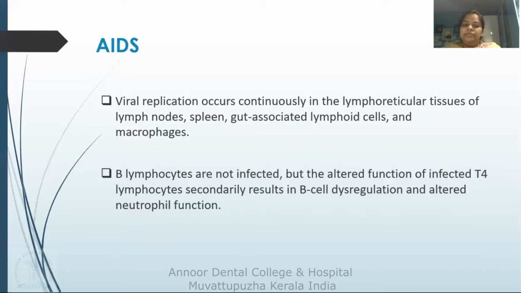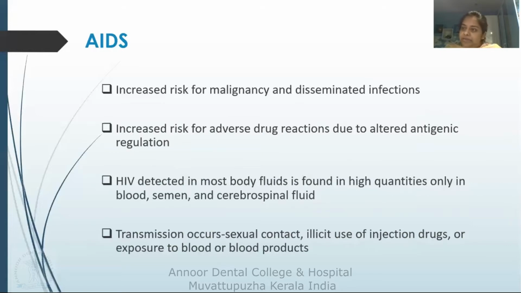So usually we say the B lymphocytes are not infected, but what we see is that the altered function of infected T lymphocytes can secondarily result in B cell dysregulation and altered neutrophil function. So ideally it does not affect them, but after the altered function of T4 lymphocytes, as a secondary action, it can cause B lymphocyte dysregulation and altered neutrophil function. Now, in HIV or AIDS patients, there is increased risk for malignancy, increased risk for disseminated infections, and increased risk for adverse drug reactions, ADR, due to altered antigenic regulation.